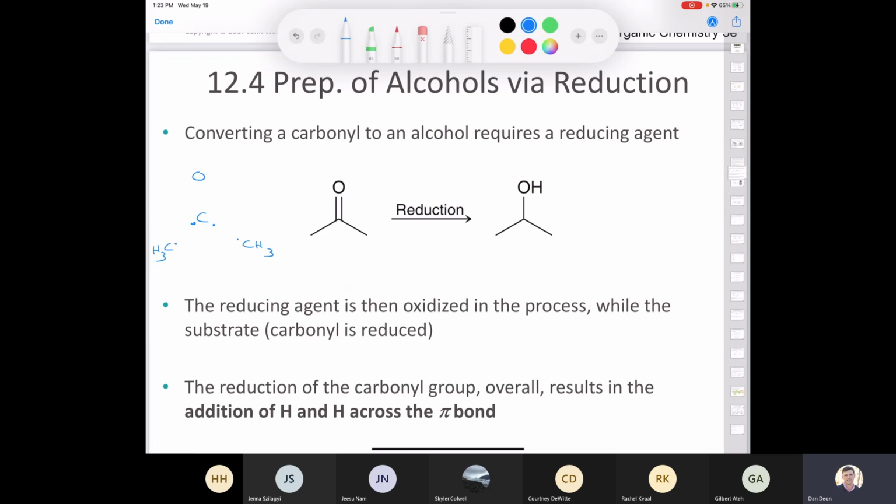So 1 for each, okay? Whereas these 4 electrons, they all end up on the oxygen like this. So when I calculate the oxidation state of my carbon, I have 4 minus 2, which gives me +2. So that means this carbon is +2.